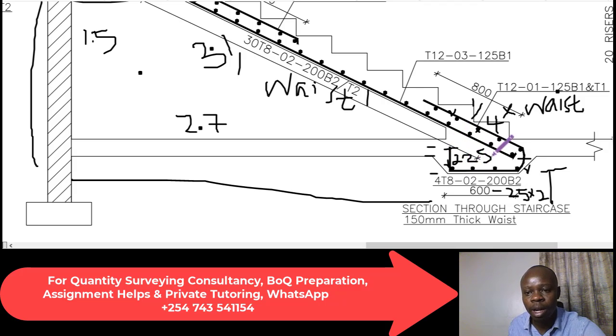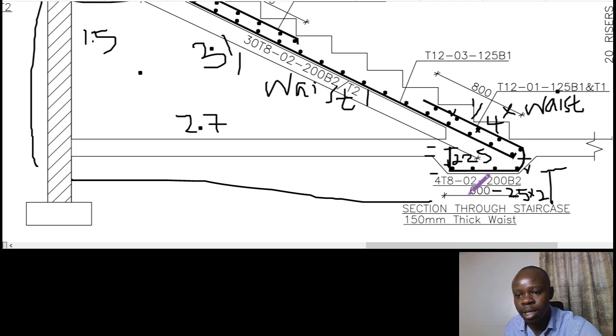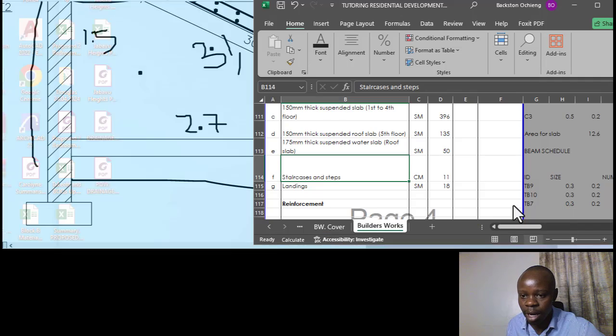So we need to add the 225 plus the 600 minus the 50, and then we add a quarter length of the waist, so that we get the total length of the bar as it has been arranged. So let's add that and find the length that we have.